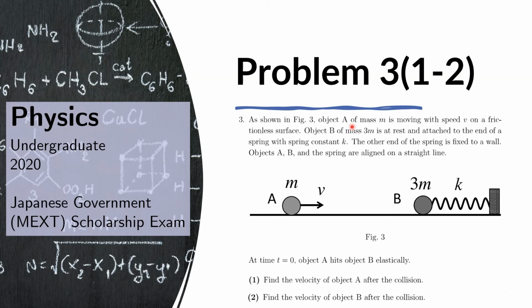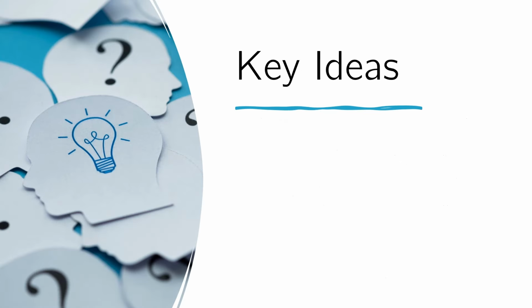As shown in figure 3, object A of mass m is moving with speed v on a frictionless surface. Object B of mass 3m is at rest and attached to the end of a spring with spring constant k. The other end of the spring is fixed to a wall. Object A and B and the spring are aligned on a straight line. At time t equals 0, object A hits object B elastically. Now we need to find the velocity of object A after the collision, and also the velocity of object B after the collision. Two key ideas are relevant in this problem.